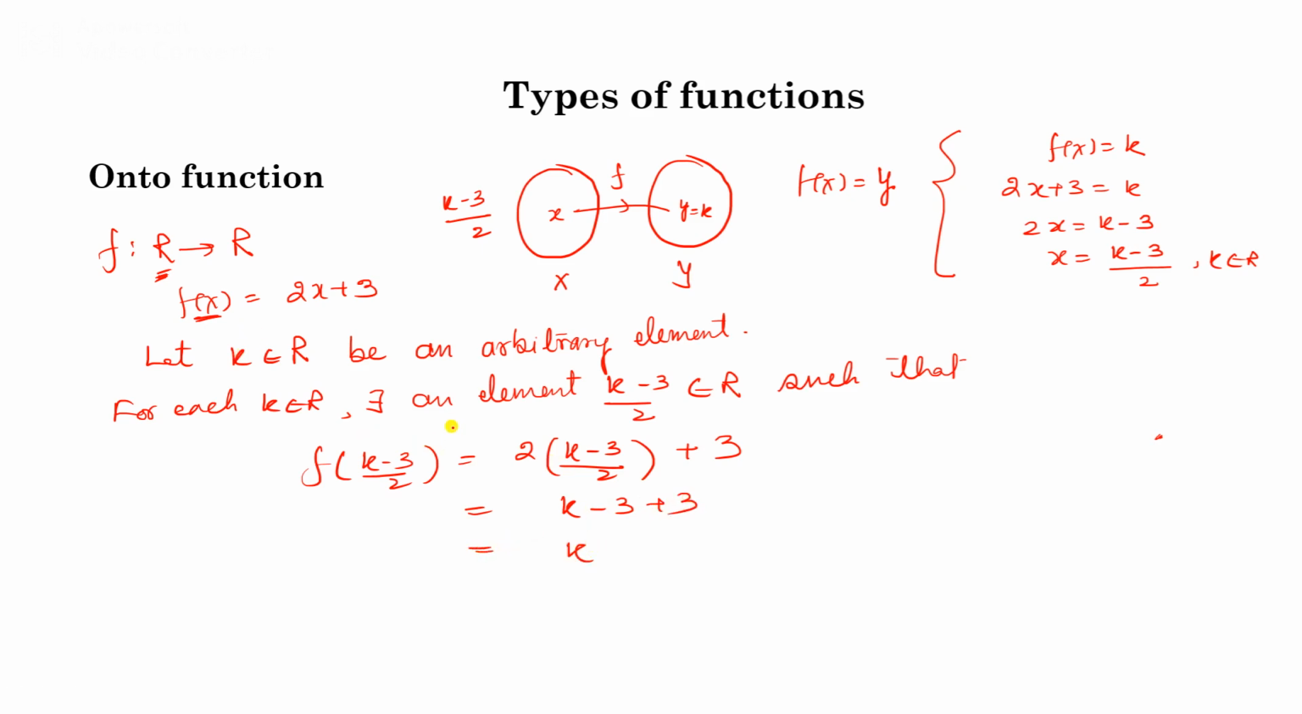So now we have shown that for each k belongs to R, there exists an element (k minus 3) by 2 belongs to R such that the mapping of (k minus 3) by 2 is k. Now since k is an arbitrary element, you can say every element in Y is the image of some element of X. So in this way, you can prove that a function is an onto function.